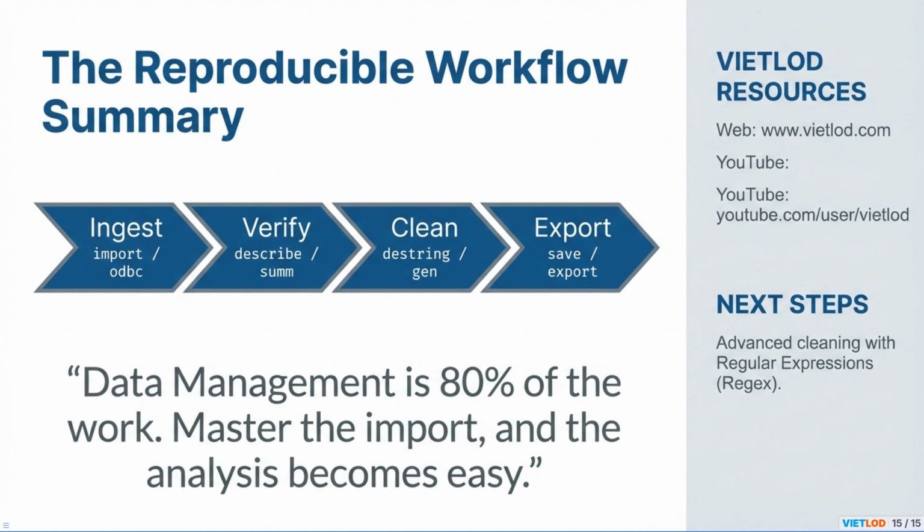In summary, a reproducible workflow consists of 4 key stages. First, ingest your data using scripted commands like import or ODBC. Second, verify the data immediately using describe and summarize to check for errors. Third, clean the data by fixing issues like string variables using destring and creating new variables with generate. Finally, export the clean dataset using save for Stata format or export for universal formats. Mastering this process is essential, as good data management is the majority of the work in any analysis.